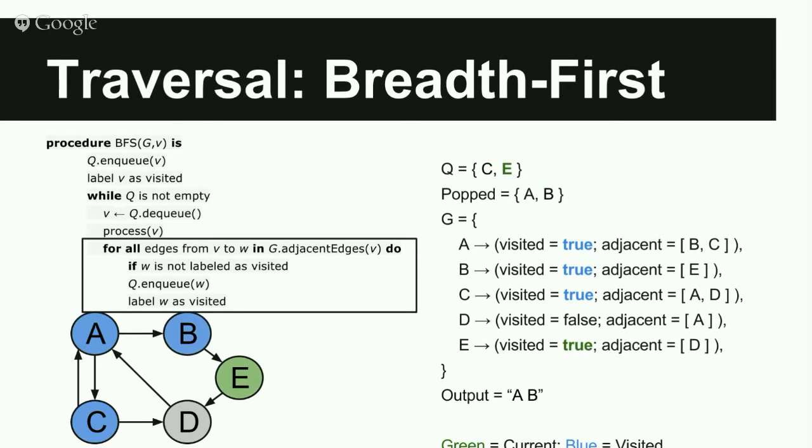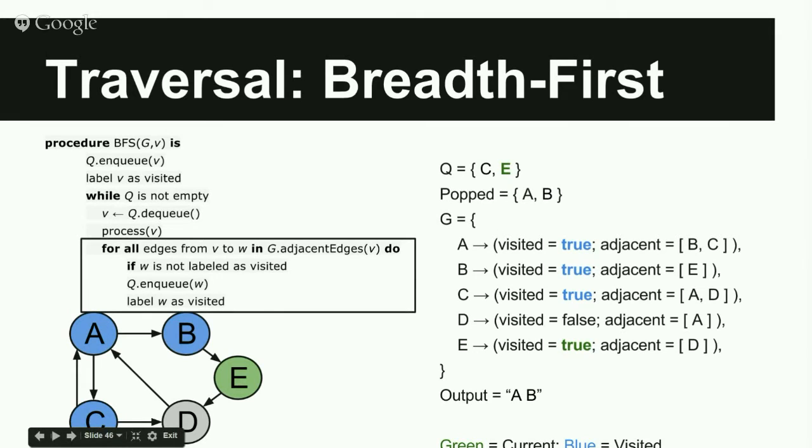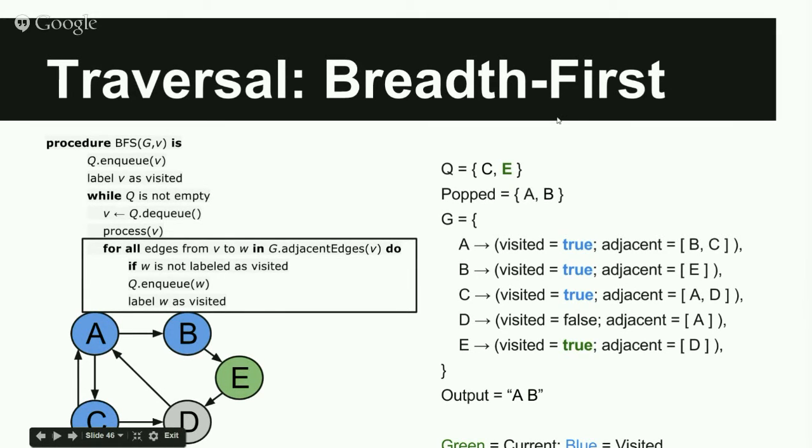Next slide. So then we jump into this for loop. For all of the adjacent nodes to B, if it has not been labeled as visited already, add it to the queue and enqueue it. So we see in this step we added E to our queue. The only adjacent node to B is E. So we've added that to our queue. Again, this doesn't process them yet. It just says, look, that's the next one in line to be processed.